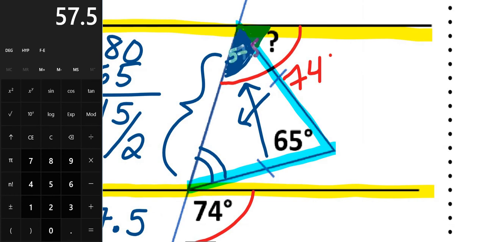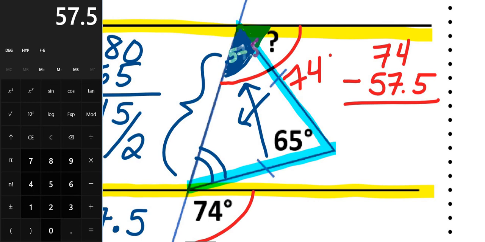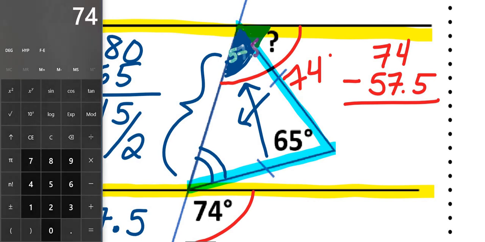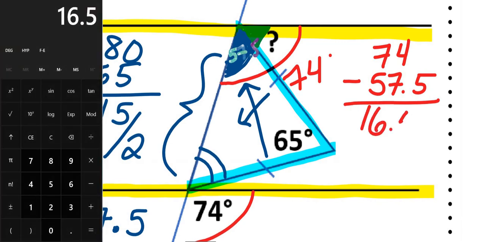Since I want the green part, I'm going to have to subtract that 57.5 from 74 to see what's left over for the question mark. So now, last step: 74 minus the 57.5. In the calculator, 74 minus 57.5 equals 16.5. I'm left with 16.5 degrees for the question mark. And that's my final answer.